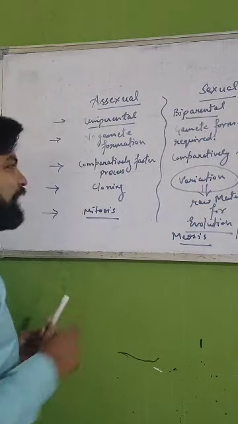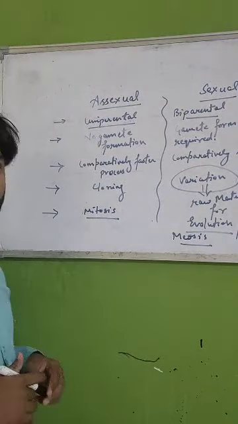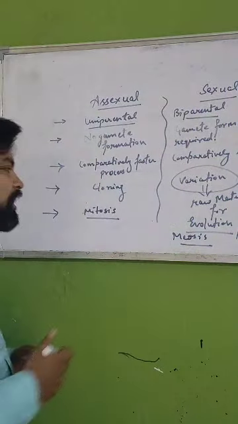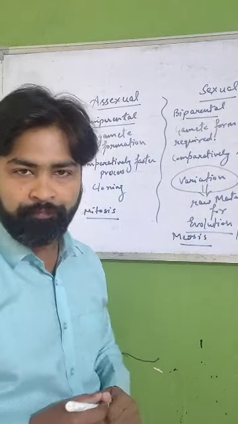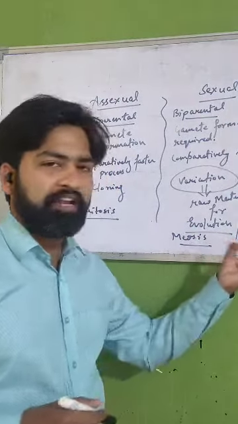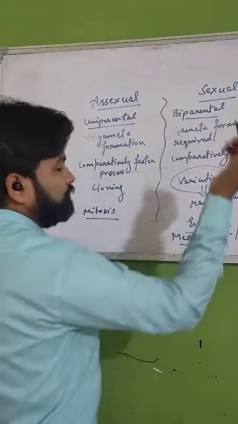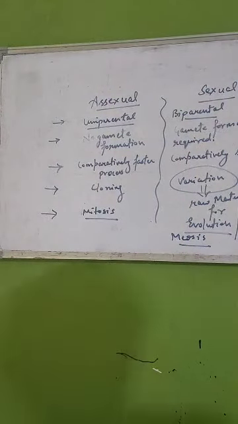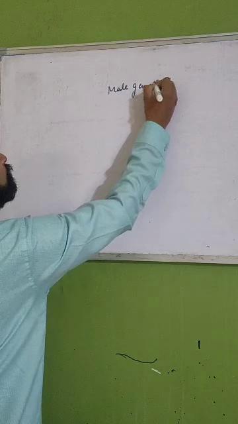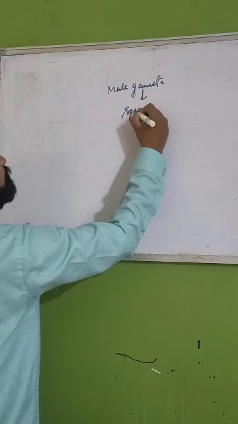Here, if we talk about the gametes, in asexual reproduction no gamete formation is required. And if we talk about sexual reproduction, gamete formation is a must here. And if we talk about the gamete, there is male gamete and female gamete. If we talk about male gamete, it is a sperm.